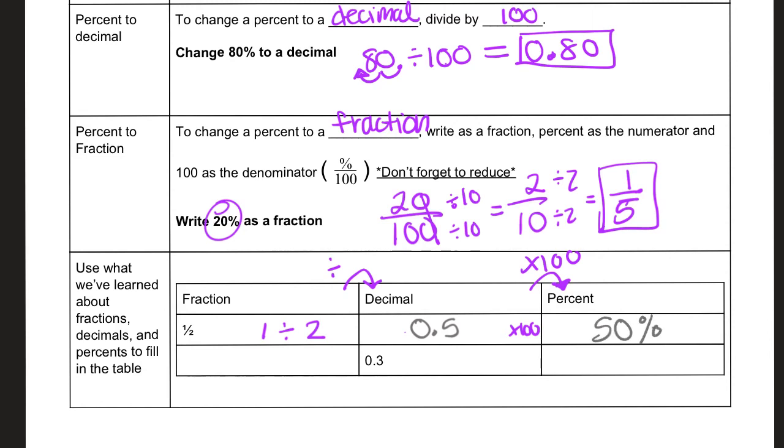Okay, what if I'm given one in the middle? Here I have 0.3. Okay, the 3 is in the tenths place, so I'm going to make it 3 out of 10, and 3 is prime, so I don't need to do anything. And then to go from a decimal to a percent, I do times 100, which gives me 30%. Okay?